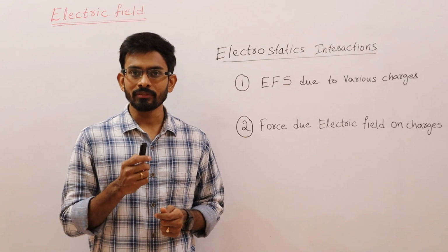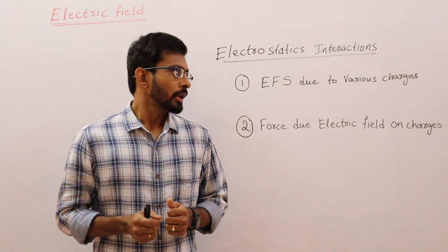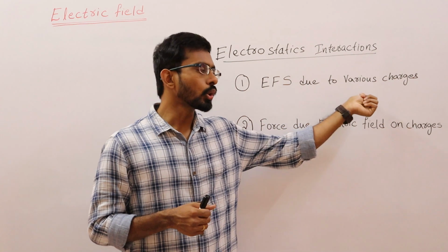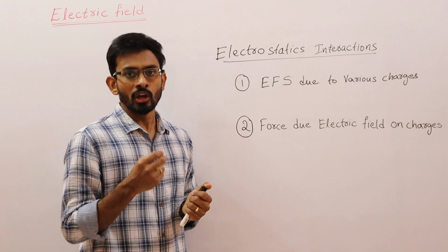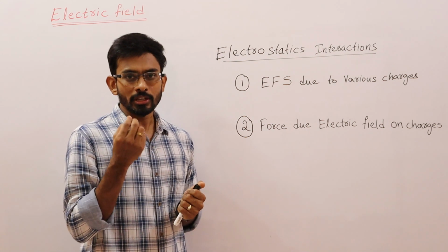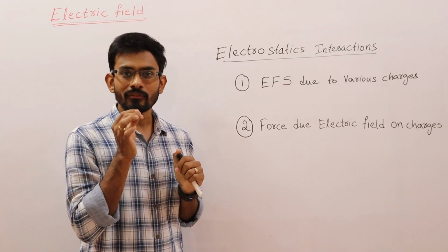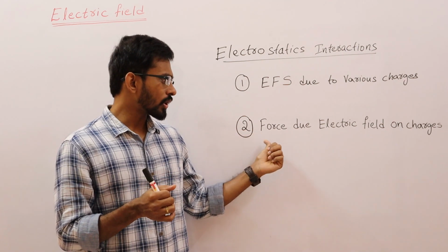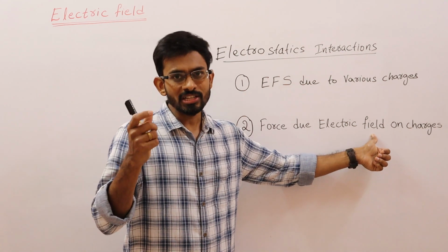So now we will deal with electrostatic interactions in two independent steps. In the first step, we will concentrate on finding electric field strength due to various charges, that is, by placing a test charge and finding the force experienced by that test charge per unit charge. In that manner, we will calculate electric field due to various charges and we will remember them. And then we will concentrate on finding force due to electric field on different charges.